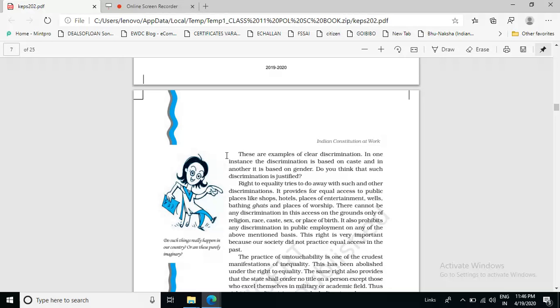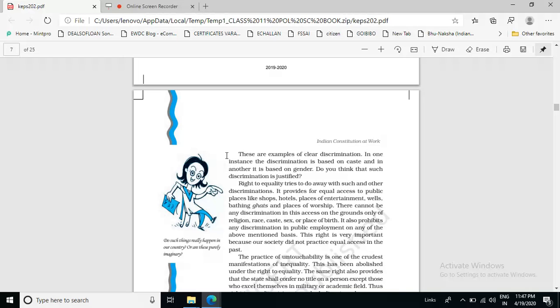Okay, and it also prohibits any discrimination in public employment on any of the above mentioned bases. In public employment, in government jobs also, there cannot be any kind of discrimination on the basis of caste, religion, gender, race, or place of birth. Government employment is open to all in the same manner. The only criteria are age and educational qualification. So in this way, our constitution provides equal access to all.